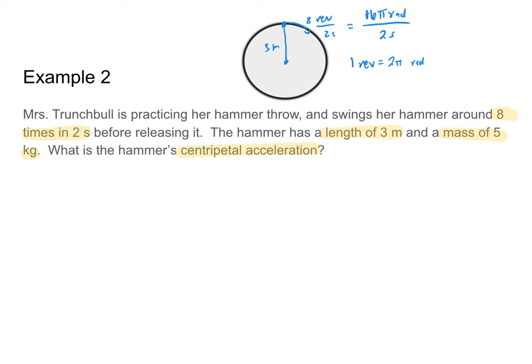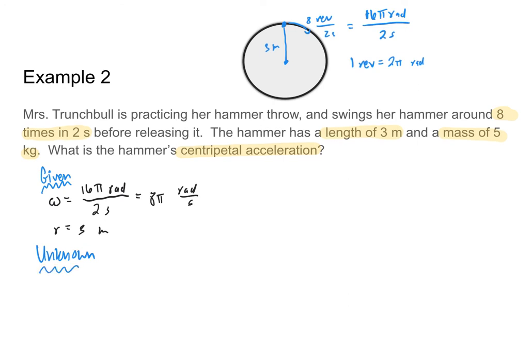And I'm going to go ahead now and go through my GUESS method. So I know that I'm going through 8 revolutions in 2 seconds, so that omega, my angular speed, is 16 pi radians over 2 seconds, or 8 pi radians per second. And I know that r is equal to 3 meters, which means that I'm now ready to list out my unknown, which is, again, my centripetal acceleration, a sub c.